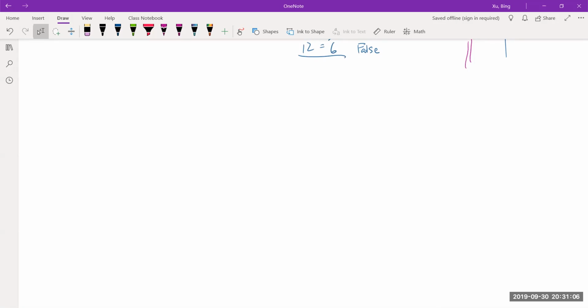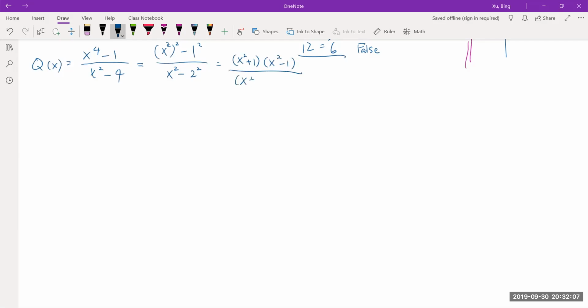Over here, I wrote this problem: q of x equals x to the fourth minus 1 over x squared minus 4. First of all, let me factor everything. The top and the bottom can both be factored. We can see x to the fourth minus 1 as x squared squared minus 1 squared, a difference of two squares. And x squared minus 4 is x squared minus 2 squared. So on top we'll have x squared plus 1 times x squared minus 1, and the bottom is x plus 2 times x minus 2.